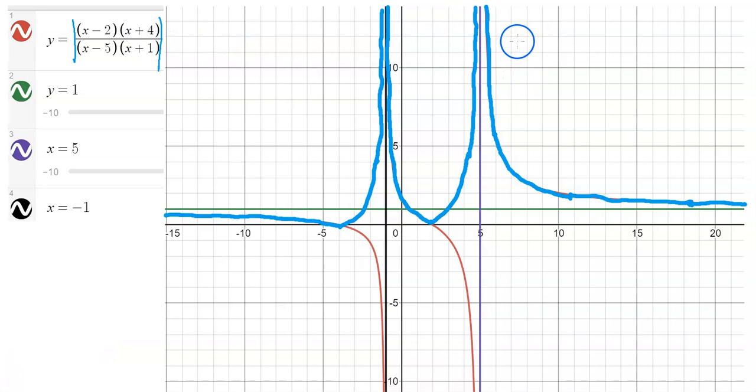And so this blue one is the graph of y equals the modulus of x minus 2 times x plus 4 divided by x minus 5 times x plus 1. It's just the same as drawing the regular graph, which I think we've done enough examples of so far, and then you just reflect the negative parts. Okay, and this time let's take care of the graph of y equals the modulus of x cubed.